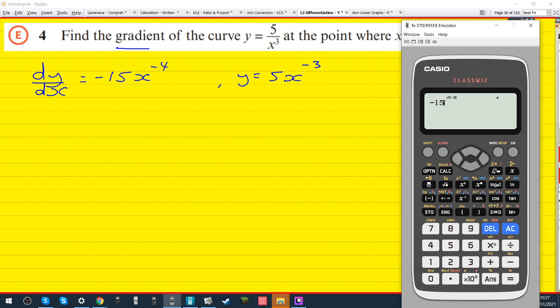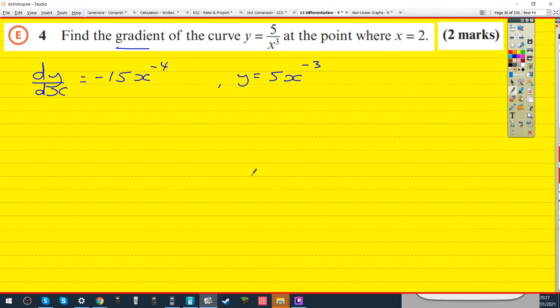I got minus 0.9375. And press answer, and equals? Minus 15 over 16. Yay, I like it. Much easier answer. Yeah, an exact one. And you see this x to the minus 4? If you were to put that back into, make it look more like the question, what would it look like?